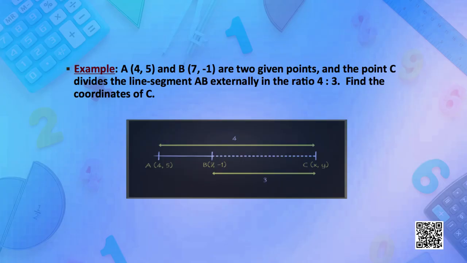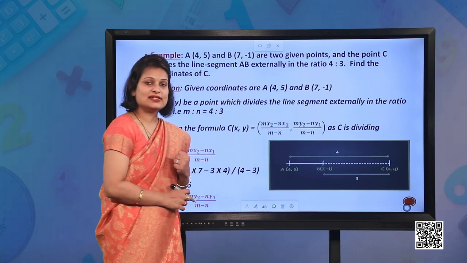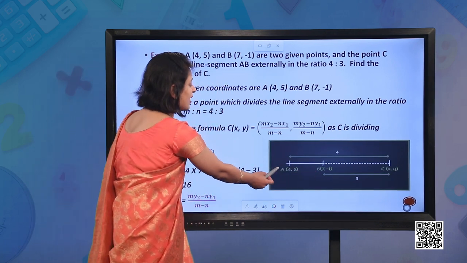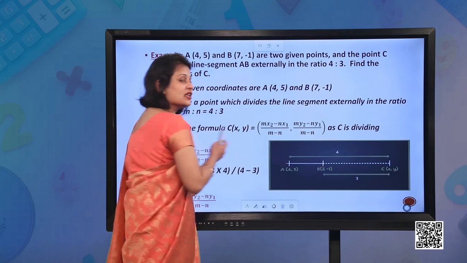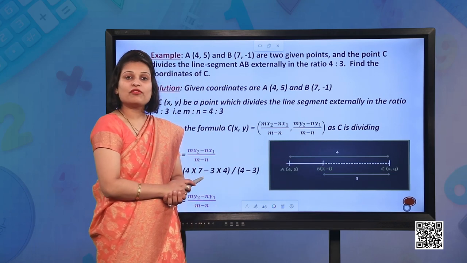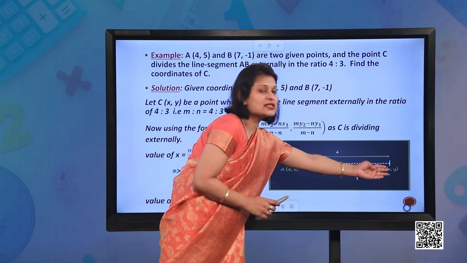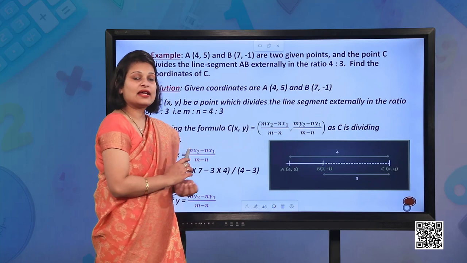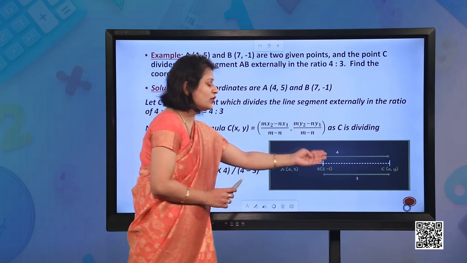Now, we will understand it with the help of an example. A(4, 5), B(7, minus 1) are two given points and the point C divides the line segment AB externally in the ratio 4 is to 3. We need to find out the coordinates of C. So, we have considered a line segment AB whose points are (4, 5), (7, minus 1), we need to find out the coordinates of point C, which I have taken as (x, y). Now, it is dividing the line segment externally in the ratio 4:3.